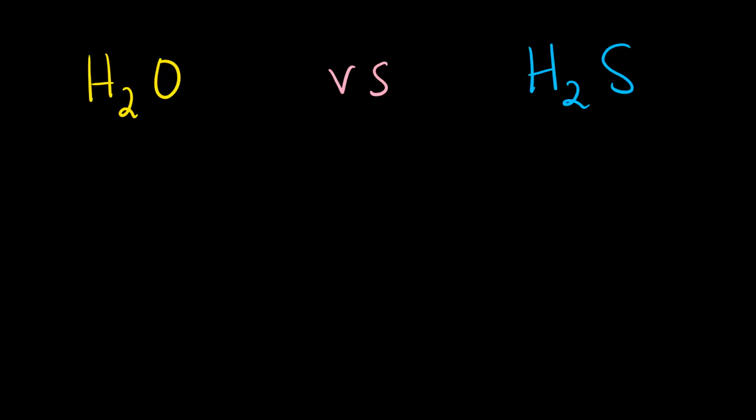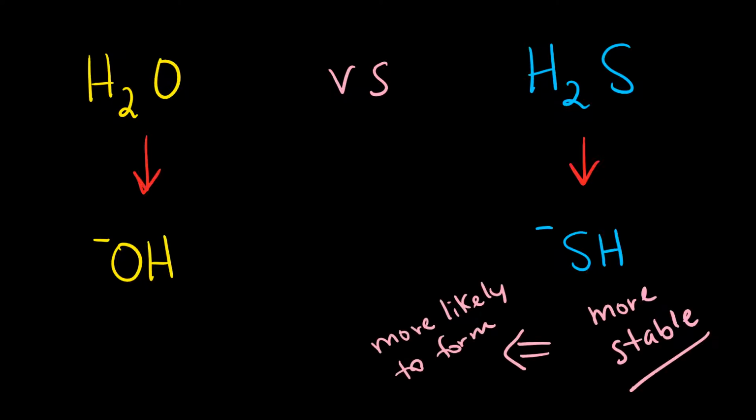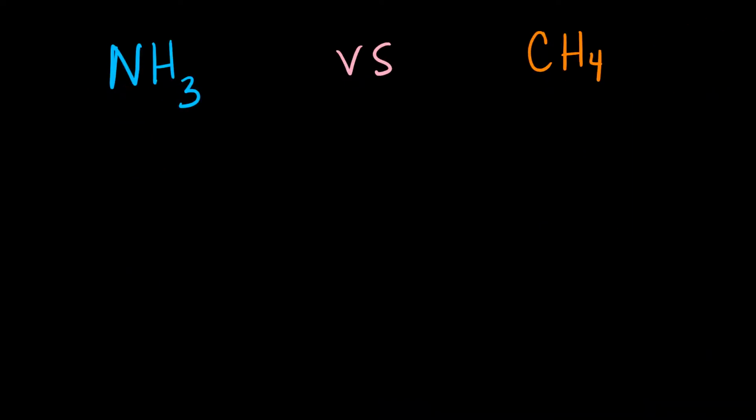So let's work through this and see what this means about the acidities, the pKa's of these acids that we talked about. Recall that because of the increase in size, negatively charged sulfur is more stable than negatively charged oxygen. And so another way of saying that is that it's more likely to form. You're more likely to form SH- than you are OH-. Therefore, the parent acid, H2S, is more acidic. It's more likely to lose that proton and form the corresponding anion, the conjugate base.